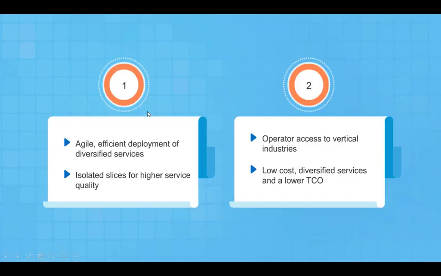What is the purpose of slicing? To enable agile and efficient development of diversified services, meaning to make our system more flexible. Isolated slicing gives higher service quality, opens access to the vertical industries, and offers low-cost diversified services and lower TCO.